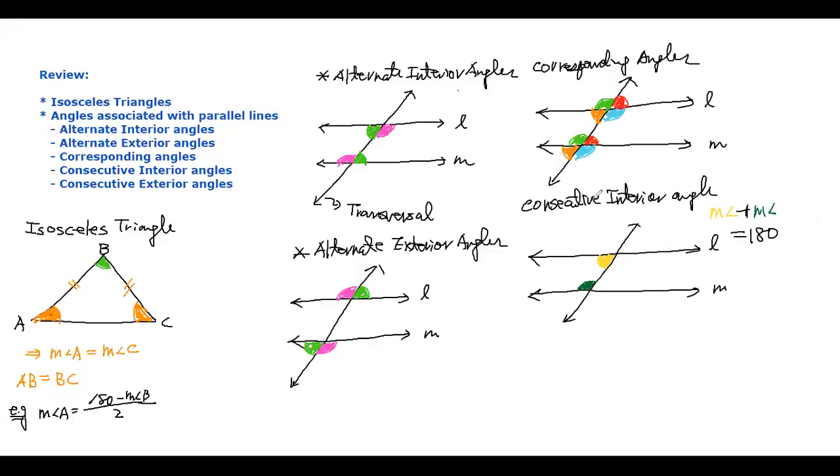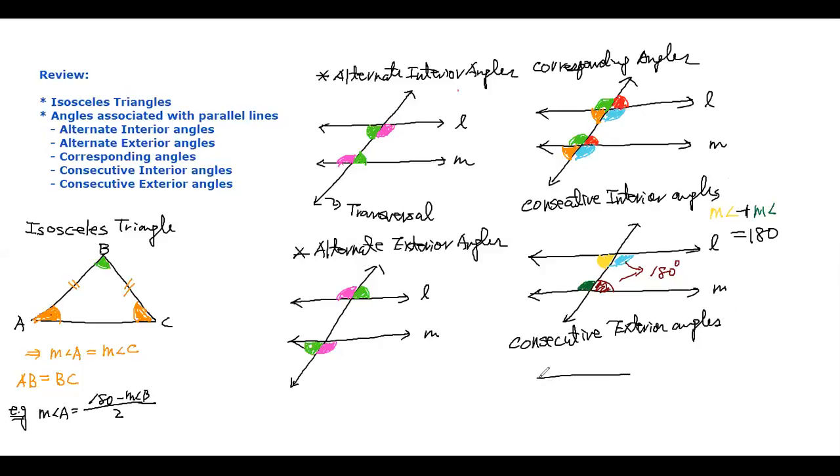So you will ask, are these two other consecutive interior angles, like this one and this one? Absolutely. So when you add these two, what do they give you? 180. That's what we call consecutive interior angles. Okay, so now let's take a look at the other one. We call this the consecutive exterior angle.